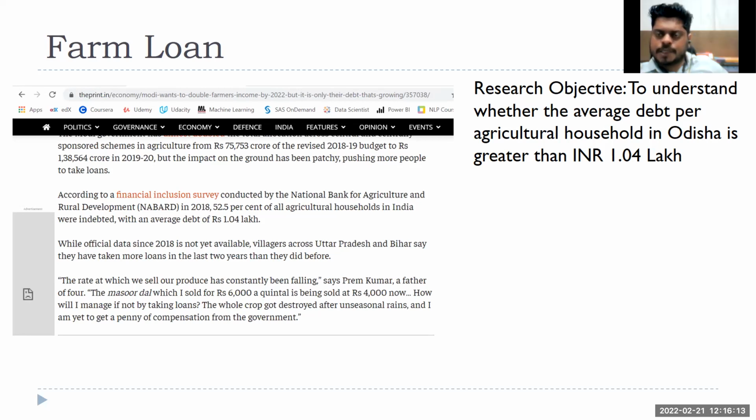So you have to tell me that statement, right? When I say the null hypothesis is, sir, average debt per agriculture household in Odisha is greater than 1.04 lakh. What is that? Null hypothesis or alternate hypothesis? That's null, sir.